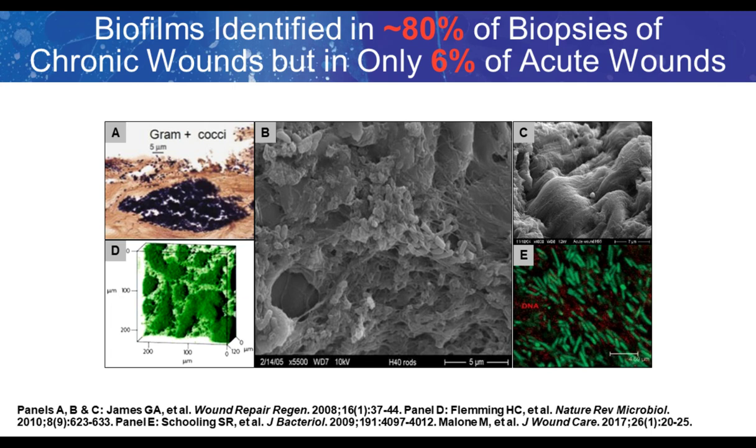In panel A, you see a cross-section of a biopsy through a chronic wound. The dark blue or purple staining is detecting both planktonic bacteria and microcolonies of bacteria at the surface of the wound bed, but also deeper down you see this very large mass of dark blue or purple staining bacteria, and that's essentially a biofilm that is under the surface of the wound bed.